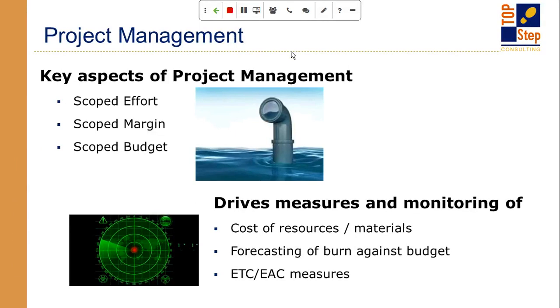So the thing about project management, it's all about scope, understanding what was scoped as far as effort is concerned, what was scoped as far as the margin is concerned, because we all know when there's some kind of deal being put together, there's a price list that people are trying to hit, and then identifying the types of resources that are going to do that work, which at the end of the day gives you the margin that you're going to work with on the project. And that, of course, also gives you your budget.